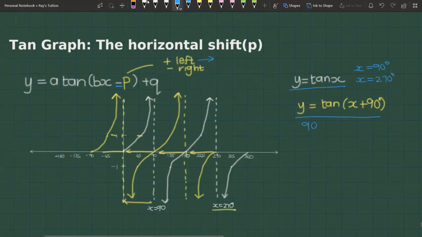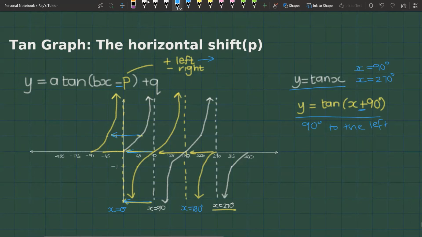So this one here is shifted 90 degrees to the left. We know it's left because it's positive, and positive is to the left. You'll note that each point on the graph has been shifted 90 degrees to the left, including the asymptotes. So this asymptote, x is equal to 90, now becomes x is equal to 0 degrees. The second asymptote, x is equal to 270, now becomes x is equal to 180 degrees.